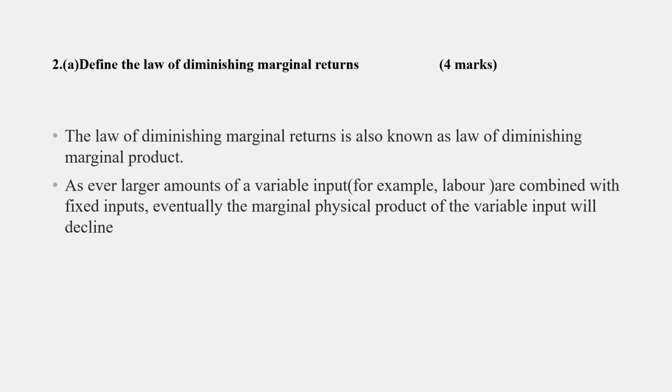2A. Define the law of diminishing marginal return. The law of diminishing marginal returns is also known as the law of diminishing marginal product. As ever larger amounts of a variable input, for example labor, are combined with fixed inputs, eventually the marginal physical product of the variable input will decline.